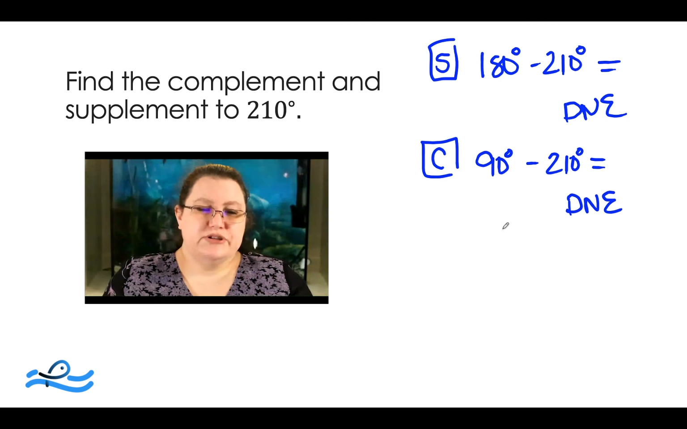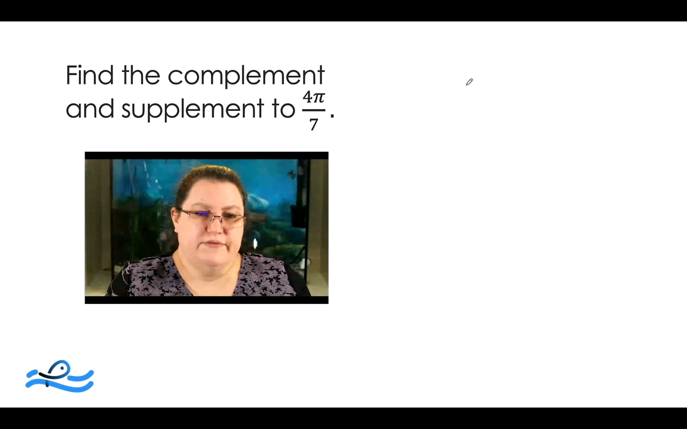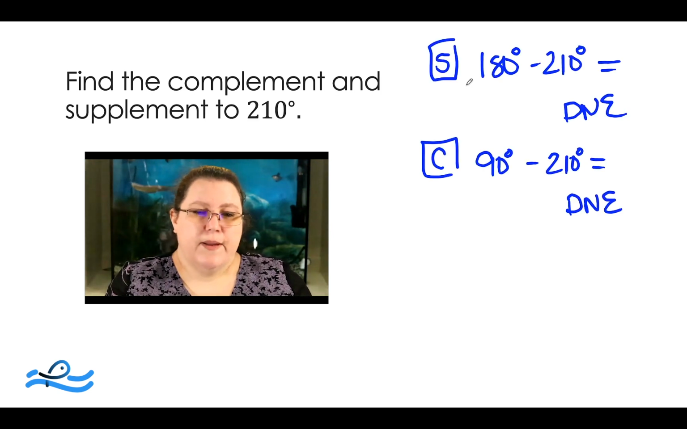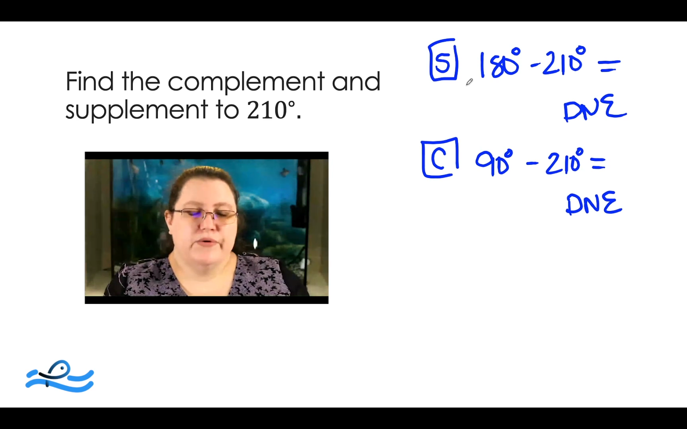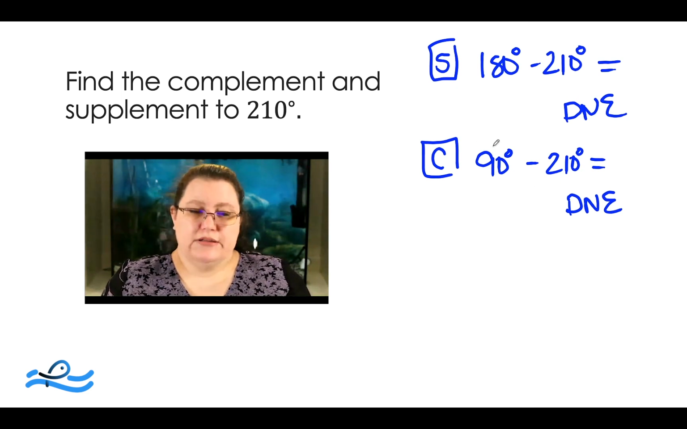So here you have an interesting situation. You can have an angle like 4 pi over 7 that has a supplement but no complement. But you can't have an angle with no supplement and a complement, because if something is bigger than 180 degrees, then it's also going to be bigger than 90 degrees.